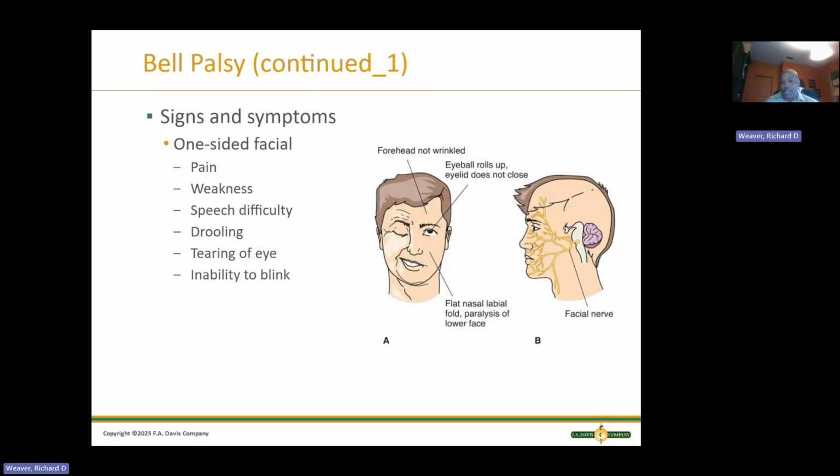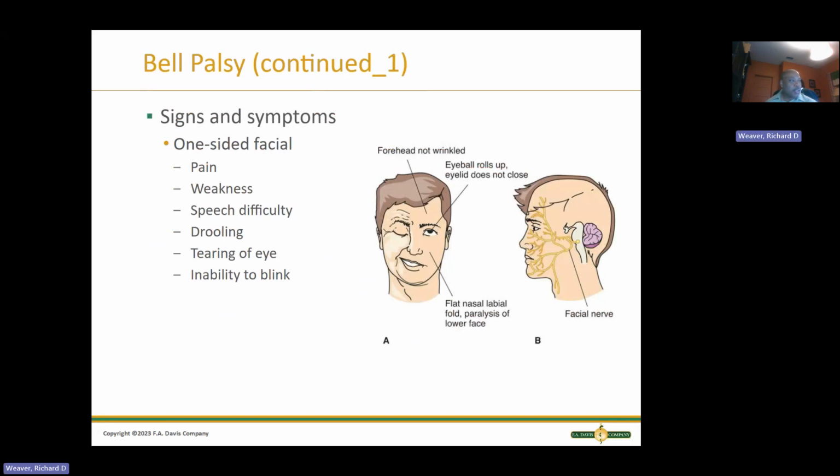Sense of taste is lost over the anterior 2/3 of the tongue, and speech difficulties occur as well. Most patients recover within about 6 months, though. I forget how long it took me, but it was very distressing, to say the least. These patients cannot blink. I think I said that. Well, yeah, they can't blink, and all the rest of those symptoms.